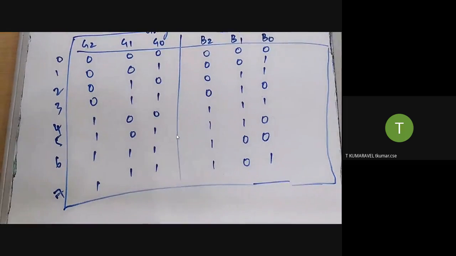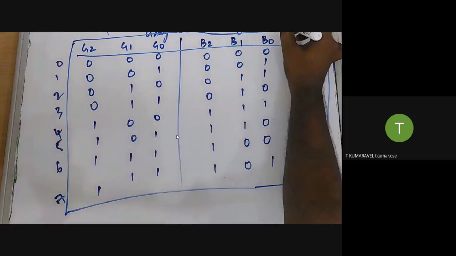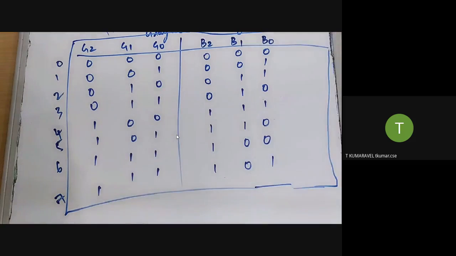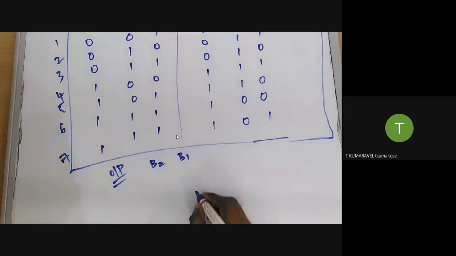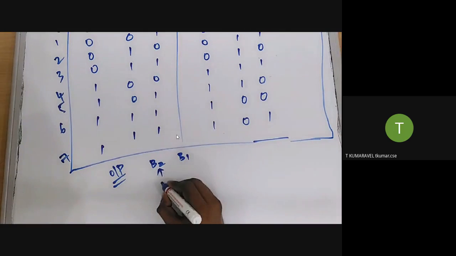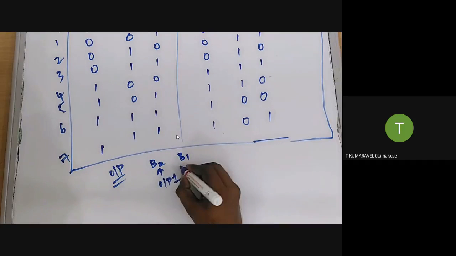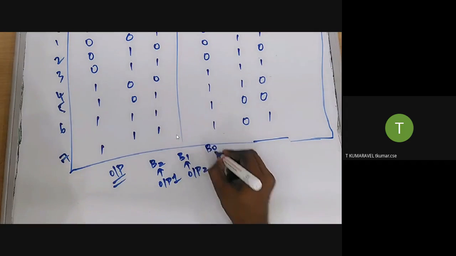Okay, so now I have successfully generated the output. This is the input, and I generate the respective output. If you consider the output, three output bits are available, namely B2, B1 and B0. This is the first output, this is the second output, and this is the third output.